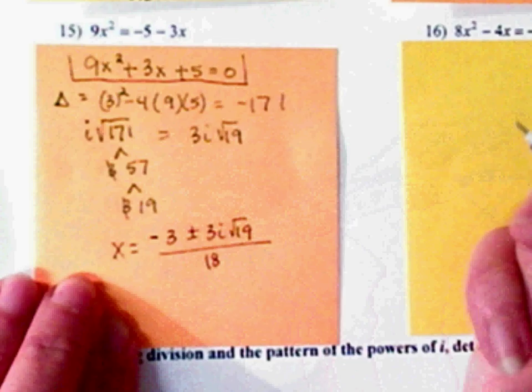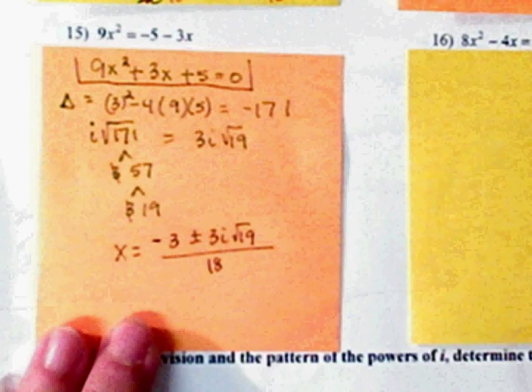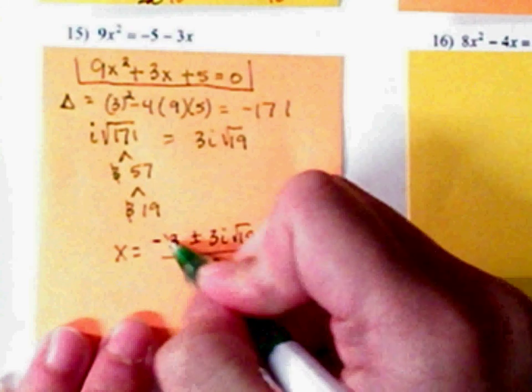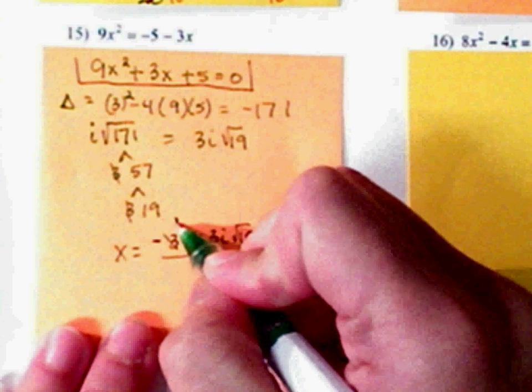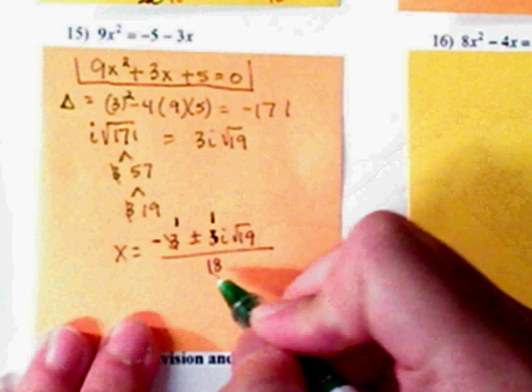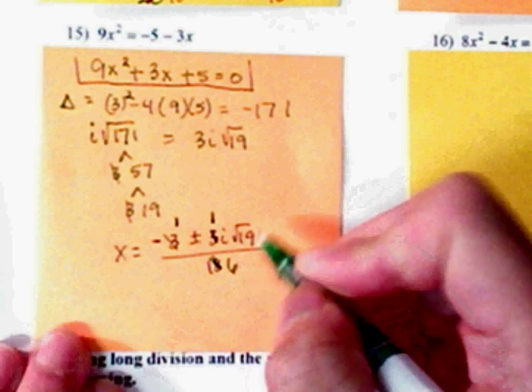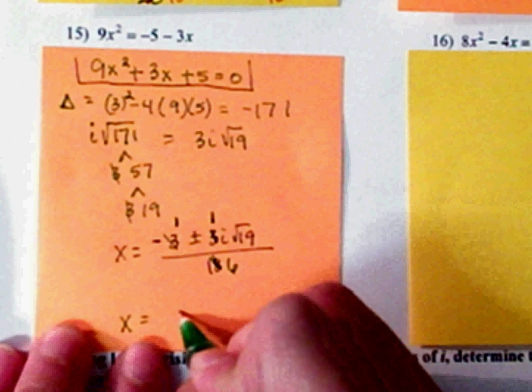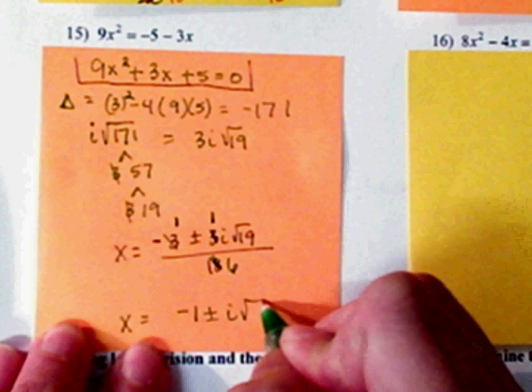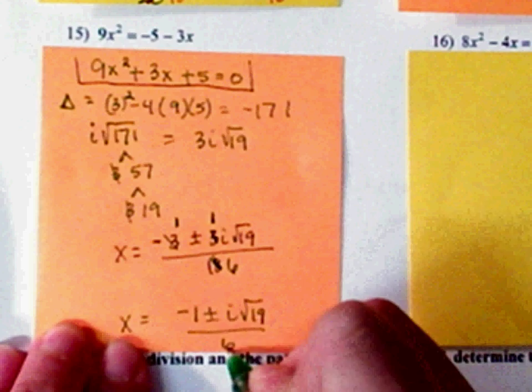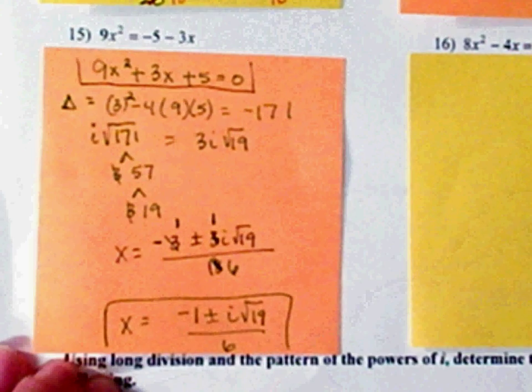Okay. Is there a number that goes into all of them? Betcha. 3. Negative 3 divided by 3 is 1. 3 divided by 3 is 1. 18 divided by 3 is 6. So your final answer is negative 1 plus or minus i square root of 19 over 6. Okay.